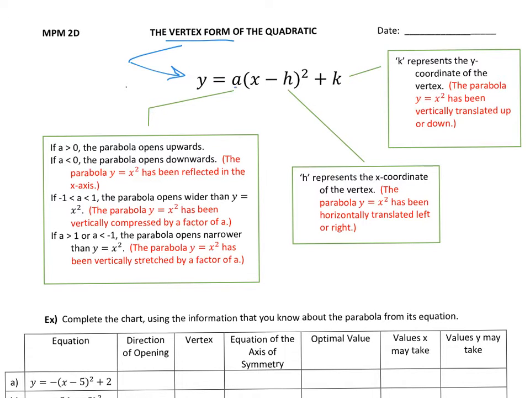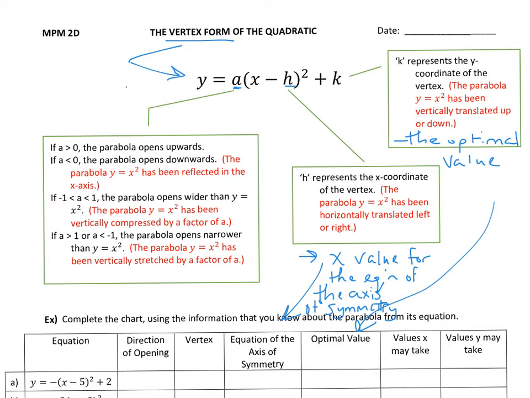You need to know what that value of a, the thing in front of the brackets, does, which I've outlined, of course, and also talked about in the previous video. The h we know is the x-coordinate of the vertex, but further to that, it also tells us the x value that we use for the equation of the axis. Also, k represents the y-coordinate of the vertex, which also tells us our optimal value. So I'm going to add those things into this as well.